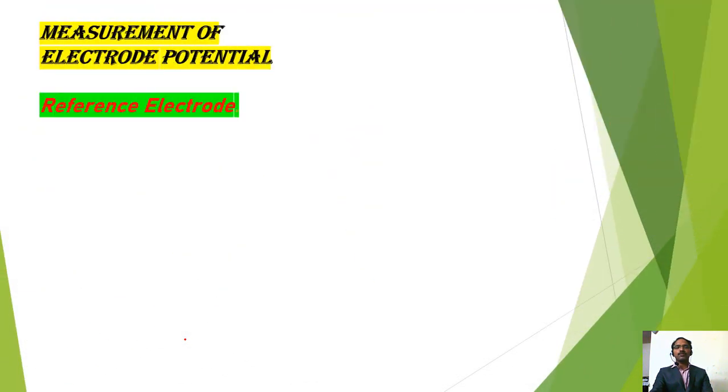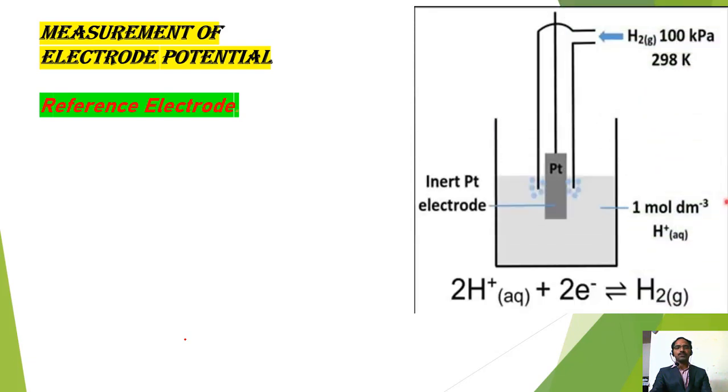Next, measurement of electrode potentials. How to measure this electrode potential? For that we need a reference electrode. What is the reference electrode? See, this is one of the reference electrodes. It is also known as the hydrogen electrode.